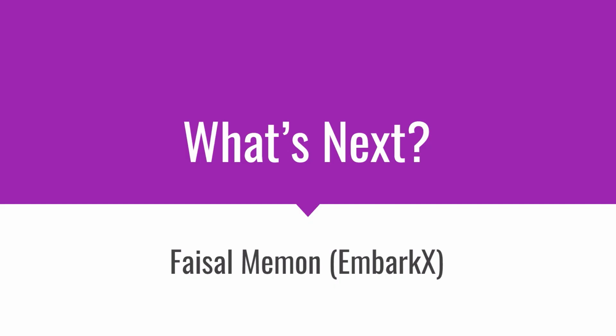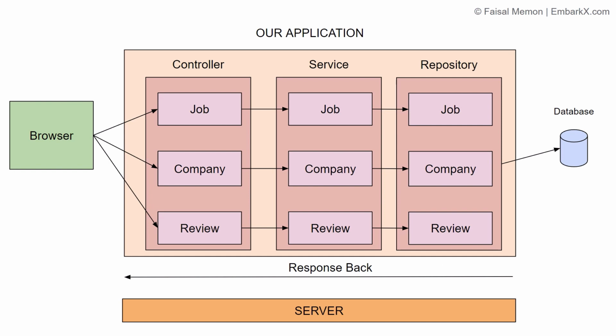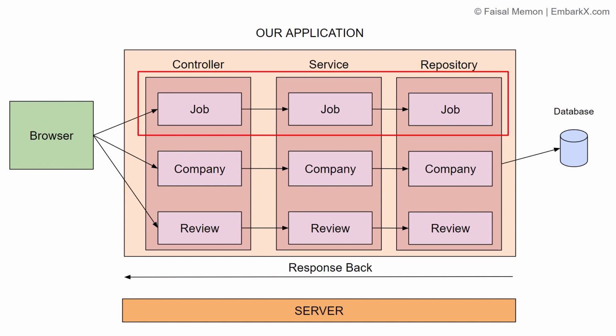Welcome back. So what are we going to build next? This is our application in its complete form, and we have job, company and reviews in our application, and here is how it should work. So far we have worked on job controller, job service and the job repository, where everything works with persistent data, where we are persisting the job entity into the database. So now it's time to build company and review functionality as well.